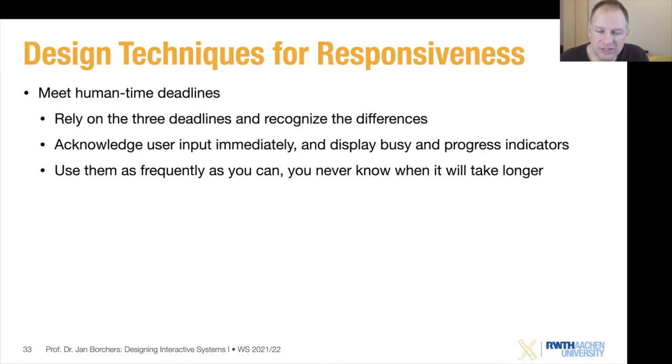Use these kinds of indicators, busy and progress indicators. A busy indicator just says, you know, spinning wheel, hourglass, I'm doing something. I can't tell you how long it takes, I don't know. Whereas the progress indicator actually tells me how long it's going to take to do the task, right? That's more informative. But use these as often as you can.